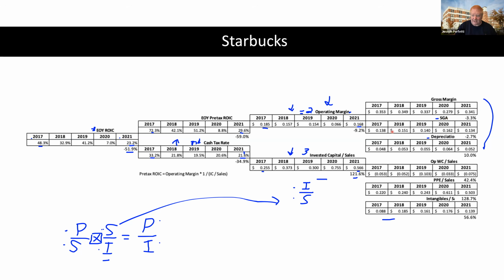SG&A went from 13.8 to 13.4. That's a 2.7% decline. Now, a reduction in SG&A should actually help the operating margin. So that improved the operating margin by 0.004. Depreciation as a percentage of sales went from 4.8 to 5.2. That was a worsening 0.04. That was a 10% worsening.